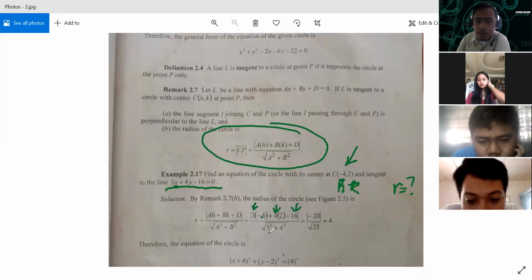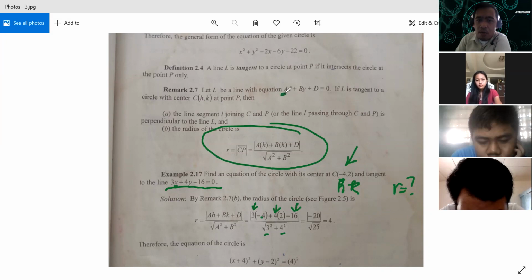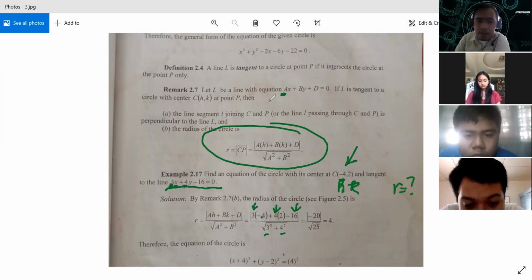By the way, where did I get this 3 and 4? This 3 is from your a, and that a should be taken from the coefficient beside x, and that is 3. Do you see? This one. And this b should be coming from here, from the y term. I will repeat. A should be taken from here, b should be taken from here, and this is your d. Clear? So after that, you take the absolute value.